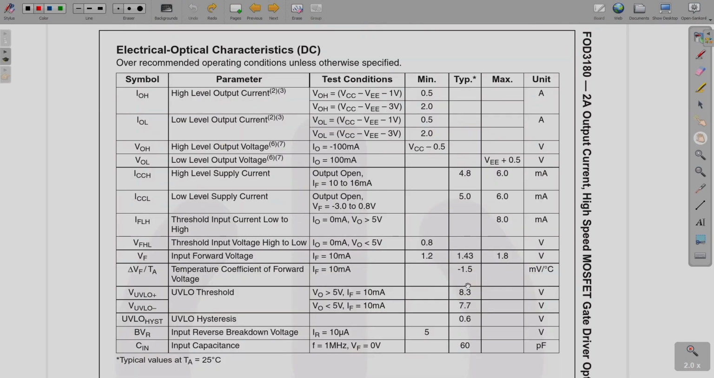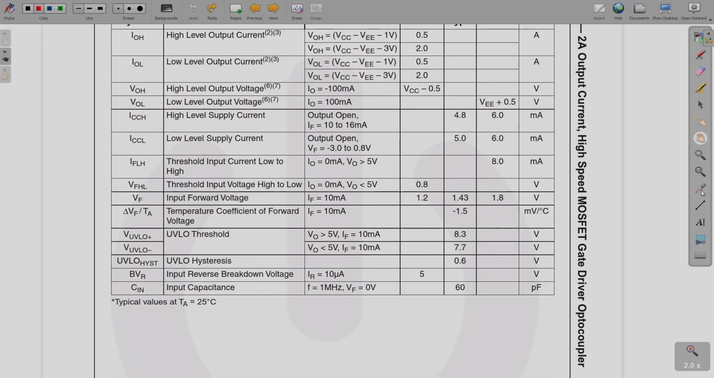Then apart from that, many other specifications are given: high level of output current, low level of output current and voltages. These are mostly self explanatory, or if you do not understand them, you should be able to get application notes from the manufacturer, where the meanings of the terms are given. Okay, and you should be reading all of these data sheets on your own by now. And an important one is the capacitance. Here the input capacitance is given, it is 60 picofarad.